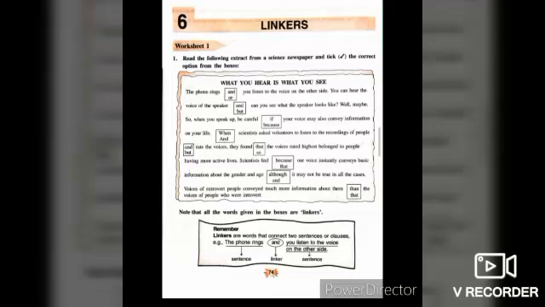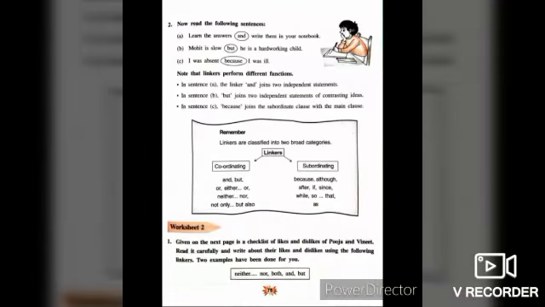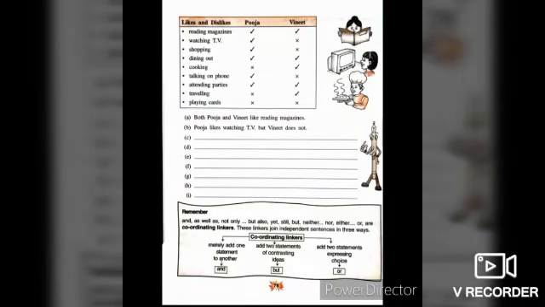So like this, you will complete the rest of the worksheet. Now come to worksheet number 2. Given on the next page is a checklist of likes and dislikes of Pooja and Vineet. Read it carefully and write about their likes and dislikes using the following linkers. Linkers are given in the box and 2 examples have been done for you.